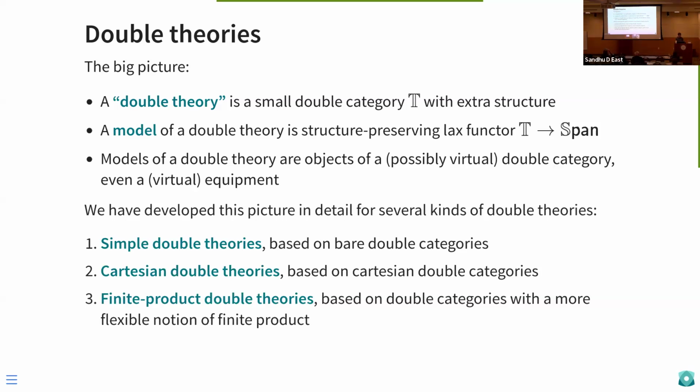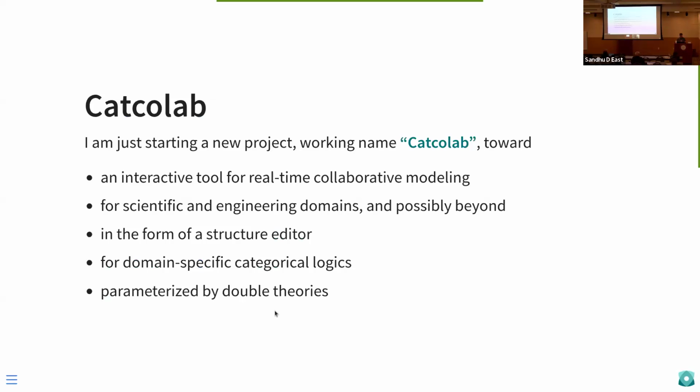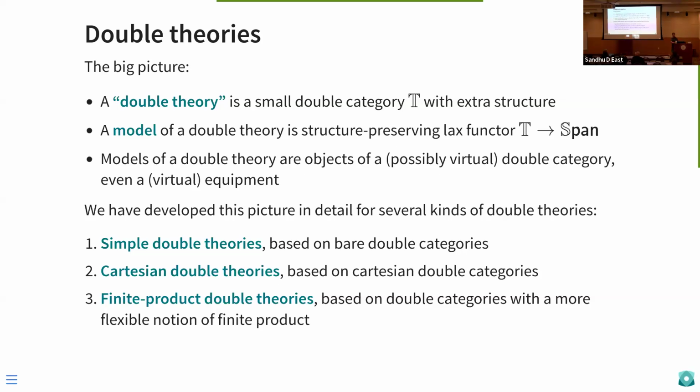So what we've done so far is we've developed this outline basically in detail for several kinds of double theories. The ones that we call simple, which are just based on double categories without extra structure, as well as two flavors based on double categories with products. And what's interesting about this is that generalizing products from categories to double categories has some twists and turns that one might not immediately expect. And there are actually at least two fairly plausible notions of product, one of which is more flexible or general than the other.